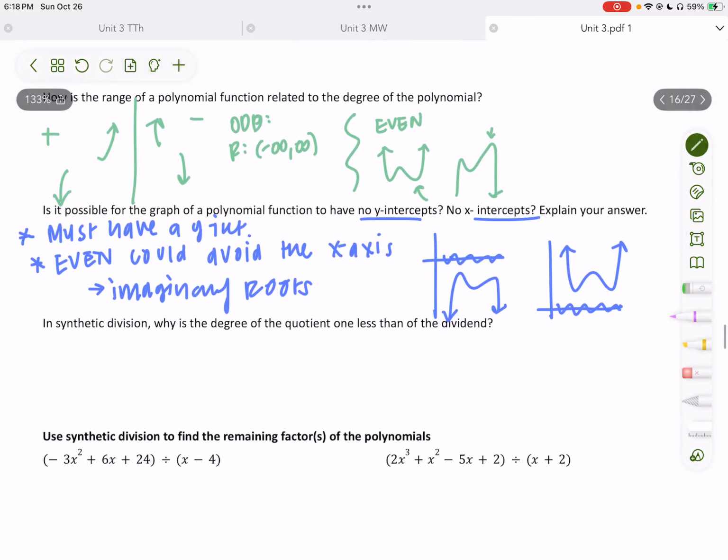In synthetic division, the degree of the quotient is 1 less than the dividend. We talked about this earlier. So if my polynomial was a power of 3 and I divided out an x, I'm actually just subtracting the 1 from the 3 to leave me a power of 2. The same thing if it was x squared over an x, I would have an x remaining. So that's why we're dropping a power.